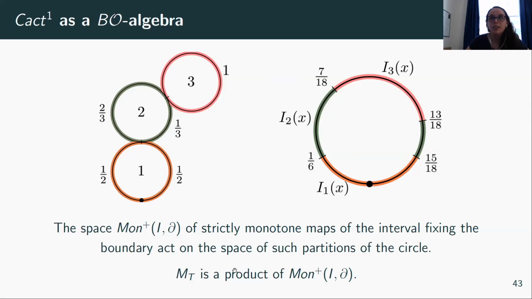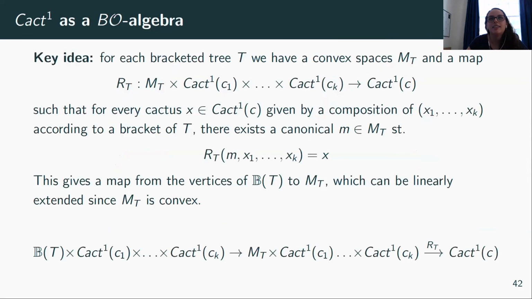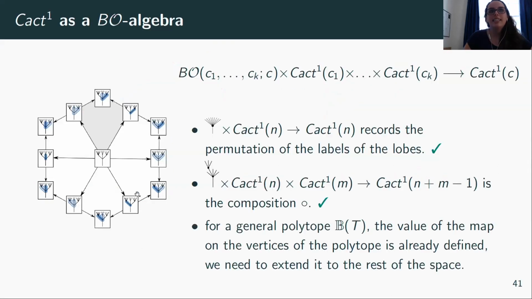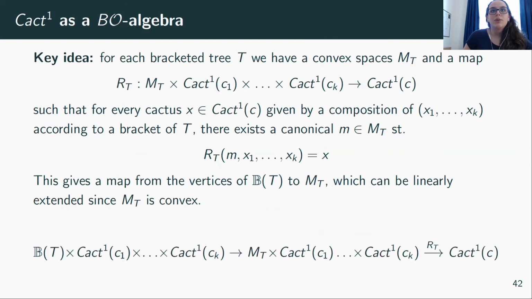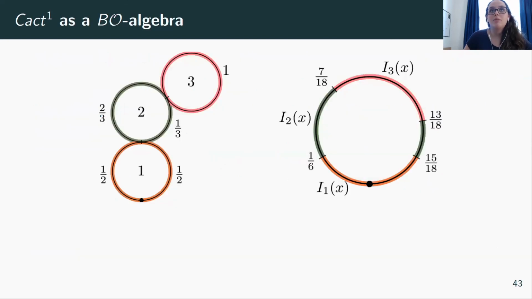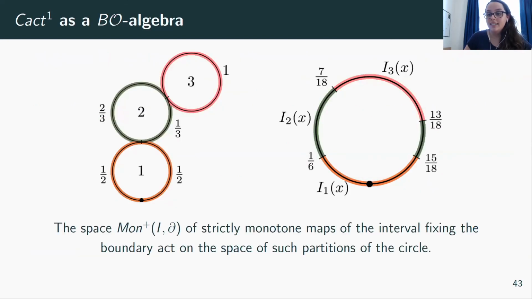So once you do this, then basically you can just linearly interpolate in this very nice polytope that we created, and you've got a map from the whole of BO to your cacti. So this finishes the proof that cacti are an infinity operad.